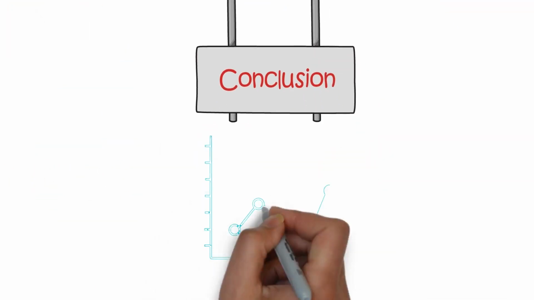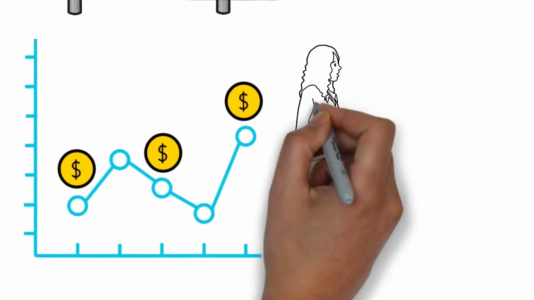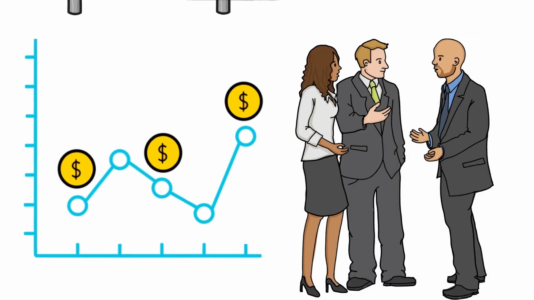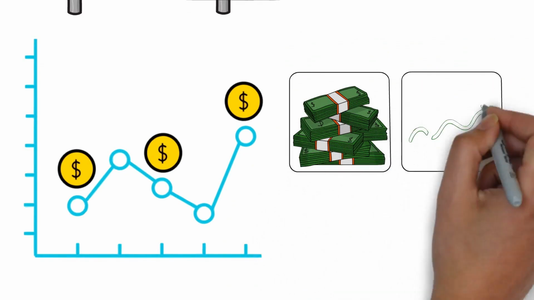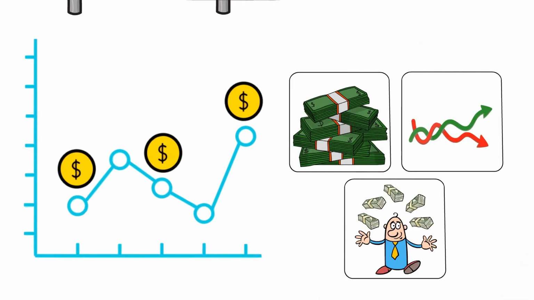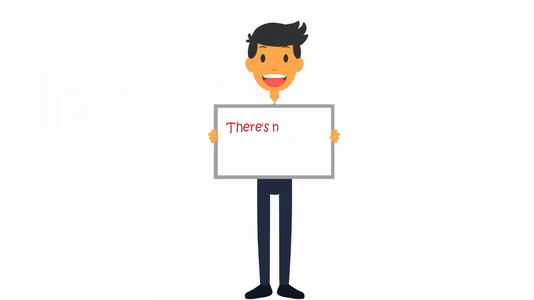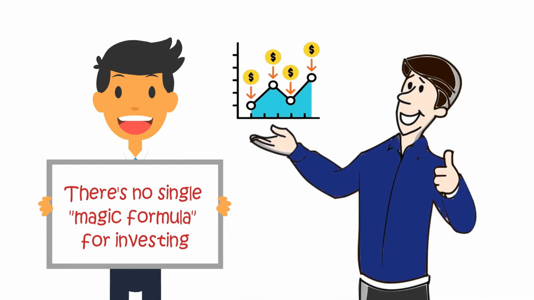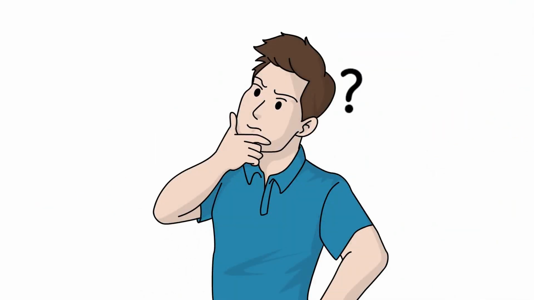Conclusion: DCA is a powerful tool for disciplined and long-term investors. It helps you average out costs, reduce the impact of market bumps and dips, and build wealth steadily over time. Remember, there's no single magic formula for investing, but DCA can be a smart and effective way to approach your financial journey.